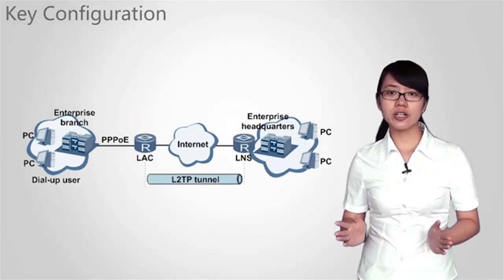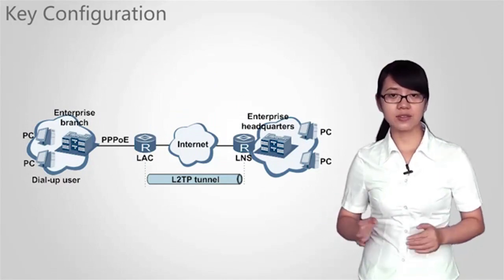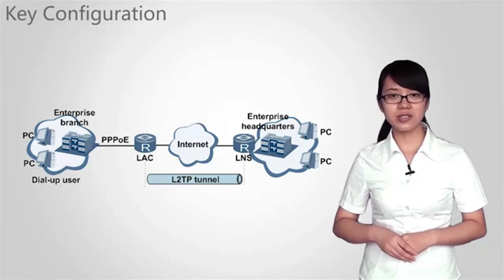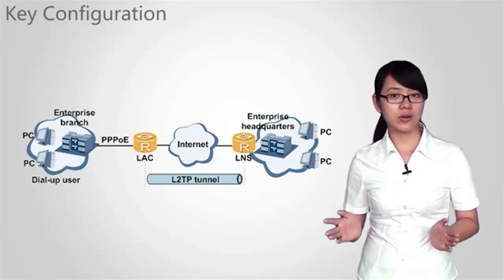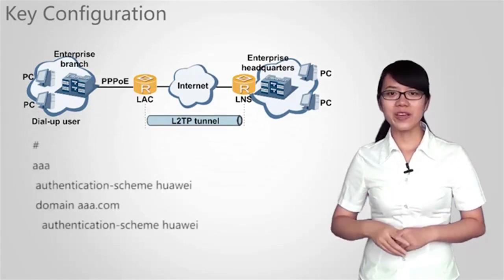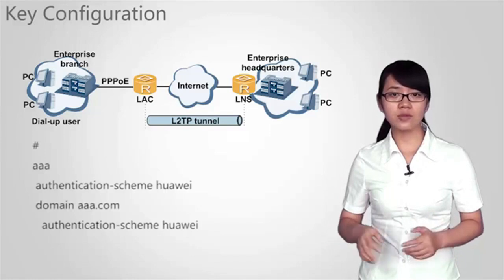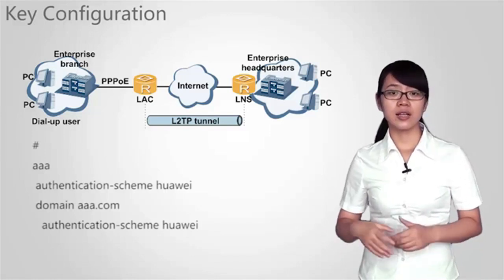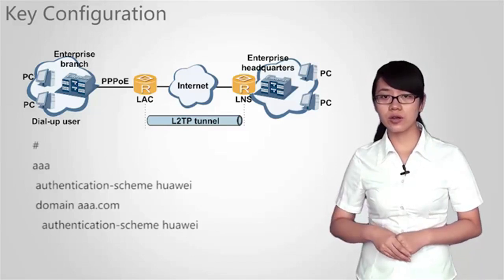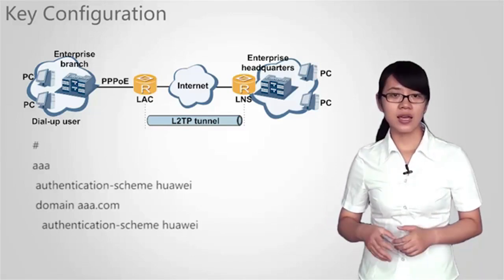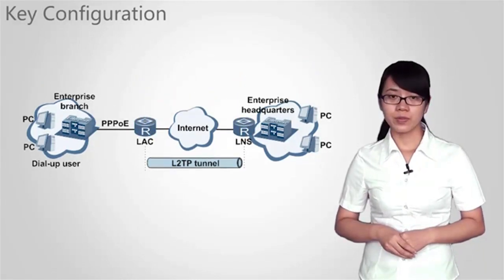If the LAC determines whether the remote user is a VPDN user based on domains, you must configure user information and domain schemes on the LAC and LNS. For example, if the remote user is in the AAA.com domain, you can configure the authentication scheme Huawei to use the default local authentication and apply the authentication scheme in the AAA domain view.